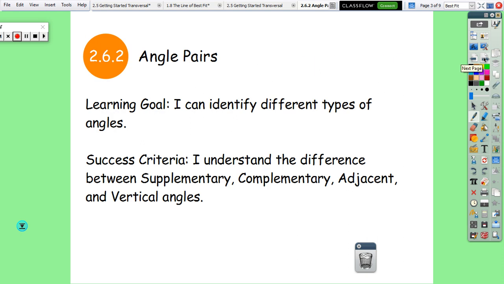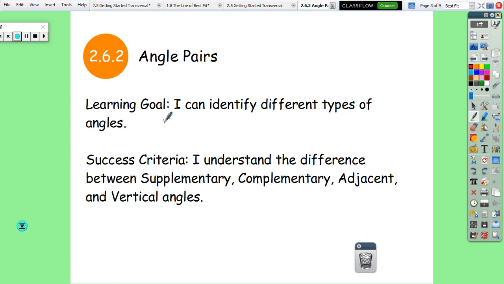Okay, today's the 27th. You should be writing down the section, title, and learning goal in your notes. And I also have a note sheet for you. You guys should have that note sheet for today. Yes, you should have a note sheet for today.